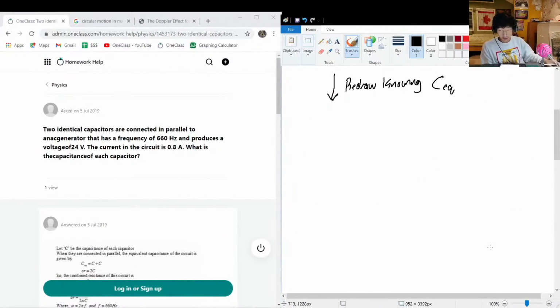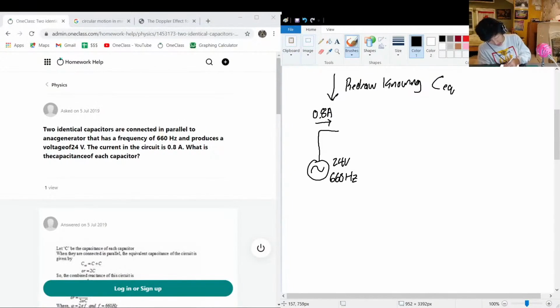So our voltage source is going to be the same, as well as our current also going to be the same. So we're going to have our AC voltage source 24 volts at 660 Hertz. It has a current through the circuit 0.8 amperes. That would be I. And here we have CEQ. I'll write CEQ, but we also know that this is equal to 2C, and we're trying to solve for C.